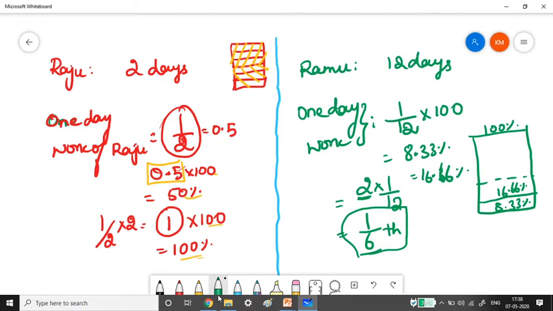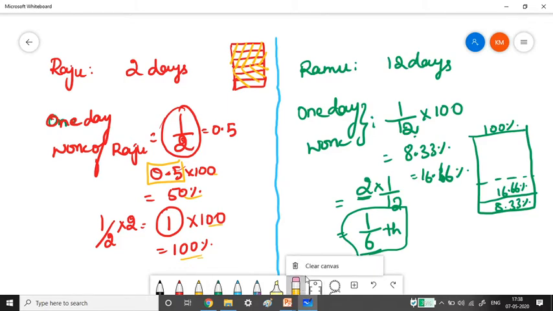Here you have to calculate the 1 day work and multiply by the number of days they have asked. If they have asked 2 days, multiply it by 2. If they have asked 3 days, multiply it by 3. Got it? I have taken this example for your understanding. I guess you have understood how to calculate 1 day work and other days' work, like 2, 3, 4, 5, 6. So our final answer is 1 by 6 of the work is completed in 2 days. Now let us move to the next problem.